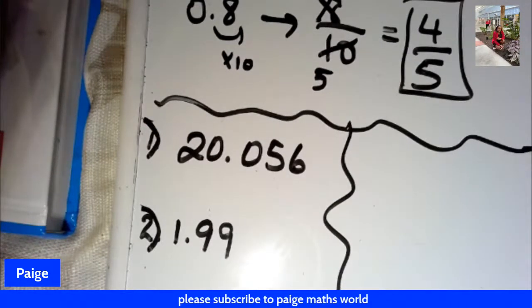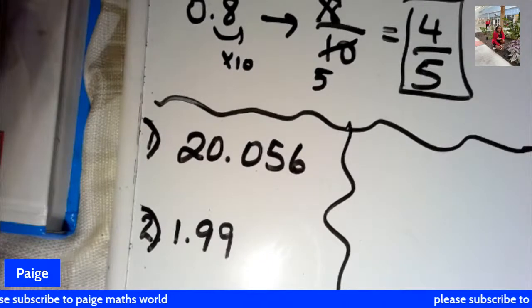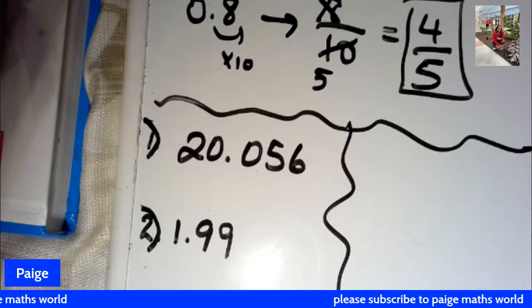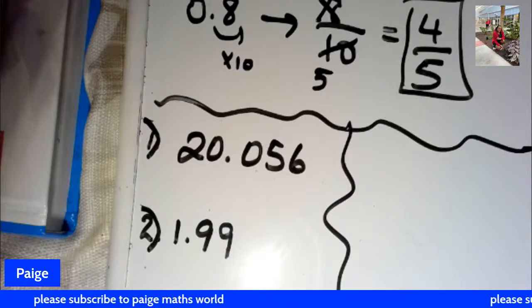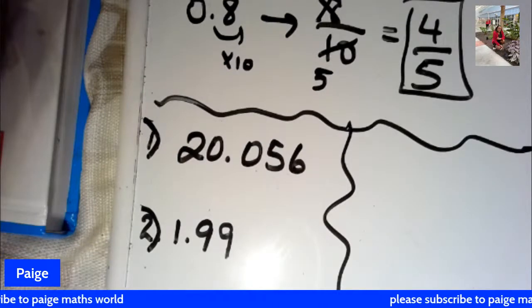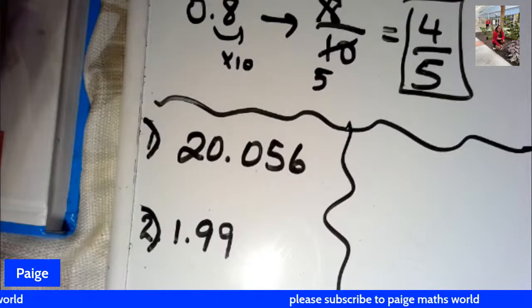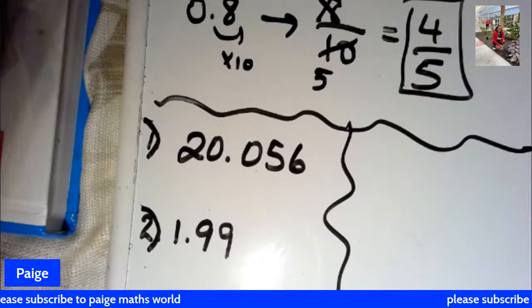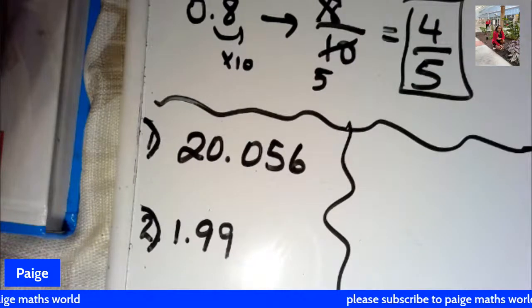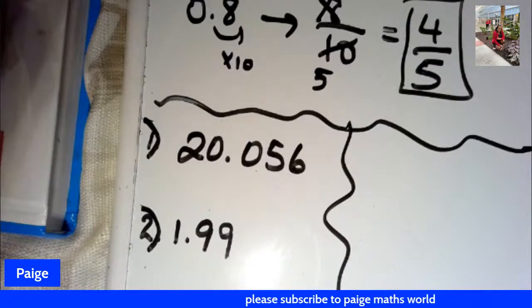Remember, we're rounding off to the nearest two decimal places. Anybody else? So we have an answer from Empress. We're going to see who else comes with it. Remember the question. We're rounding off to the nearest two decimal places. So it's 20.056.